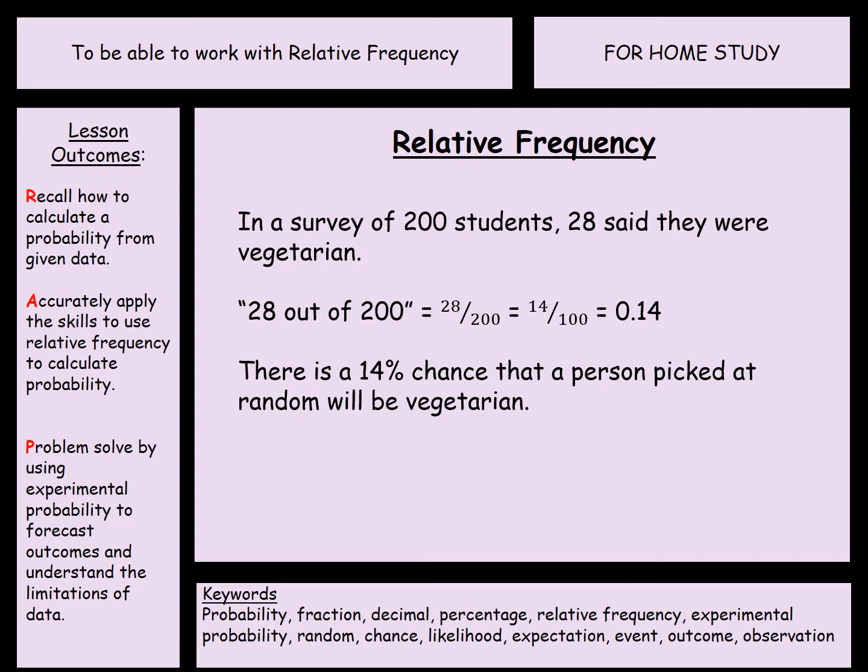Now, this is out of 200. We need to be careful that our sample size here is as big as possible to make it a usable, fair thing. If I only asked one person and that one person said that they were vegetarian, that 100% would not be a suitable sample size. So one of the things we're looking for is this value to be as big as possible to make this more accurate.